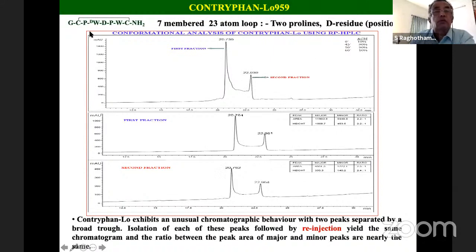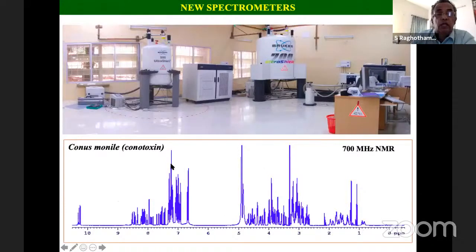This is because this sequence has a proline. It exists in two forms, the cis form and the trans form. So there are literally two peptides here, two different structures simultaneously present, which we came to know when doing NMR because all the resonances are doubled. This is done on a 700 spectrometer with a cryoprobe, with very good sensitivity. We can work with low amounts of sample.